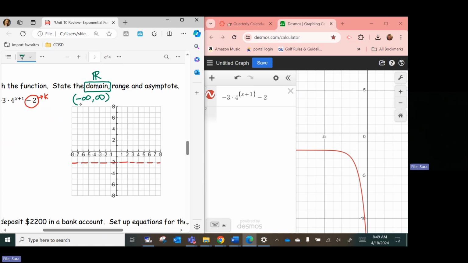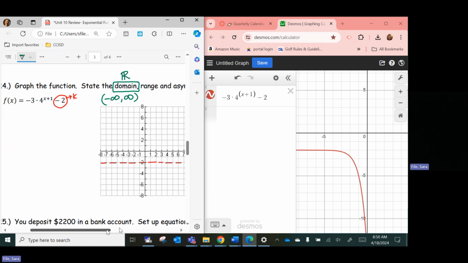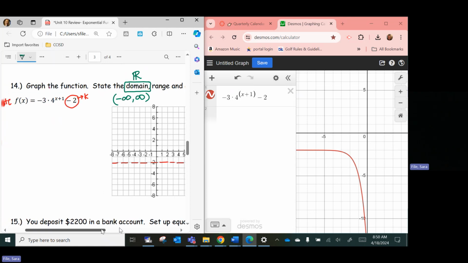It doesn't matter if it's reflected, stretched, compressed, or shifted. It will still be all real numbers for the domain. It goes left and right forever. Now, the range will change dependent on that k, where the asymptote is, and if there are any reflections. Is it above that asymptote or is it below the asymptote?